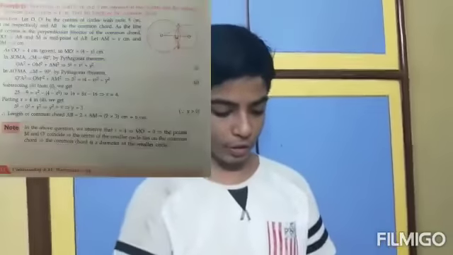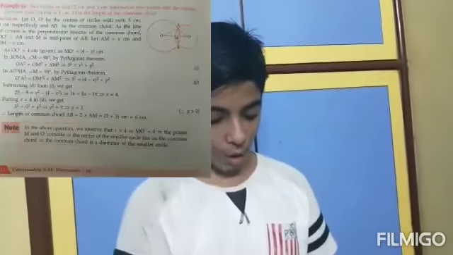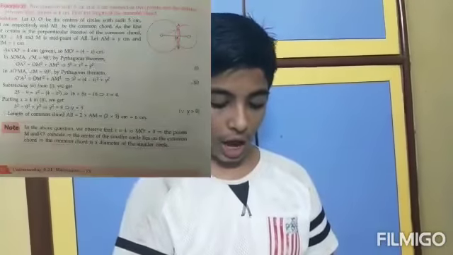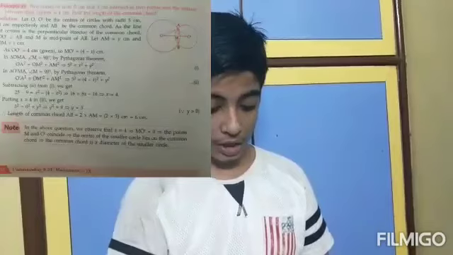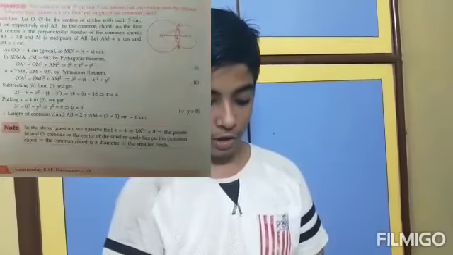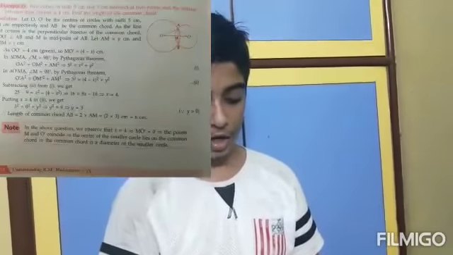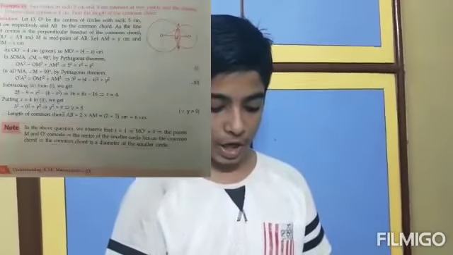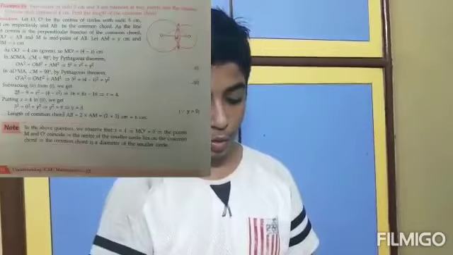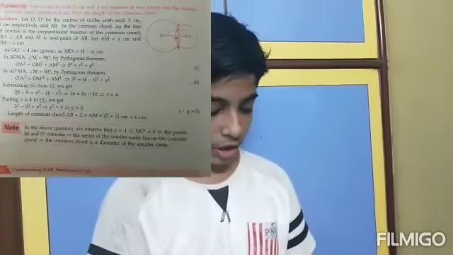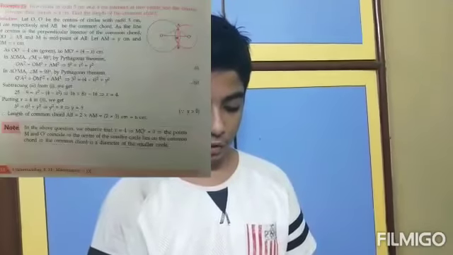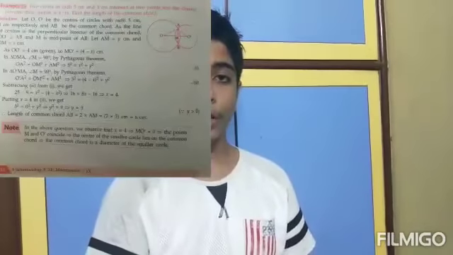Example number 15. So let's read the question. Two circles of radii 5 cm and 3 cm. Here we have two circles: the big circle has a radius of 5 cm and the small circle has a radius of 3 cm. They intersect each other at 2 points. The distance between their centers is 4 cm. We have to find the common chord.